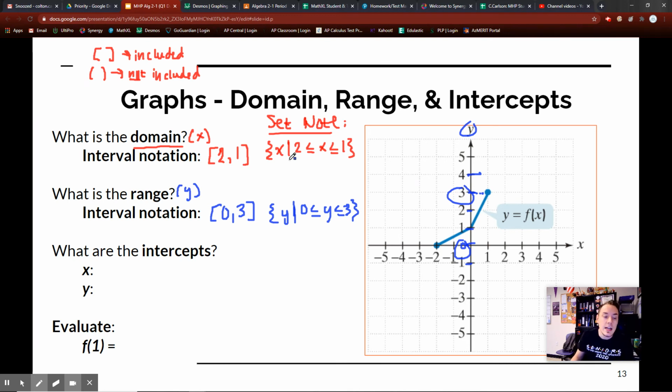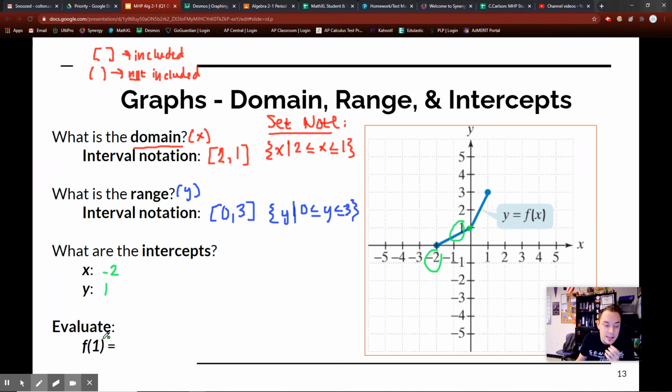Let's go to my intercepts, and I promise these are going to go a lot faster as we go through. Intercepts. Where does it cross my x-axis? Does it cross my x-axis at all? You should say yes, it does. At what x value does it cross? -2. Right here, -2, so I'm just going to put -2 here. Where does it cross my y-axis? Right here at 1. It crosses there at 1, so that's my intercept.